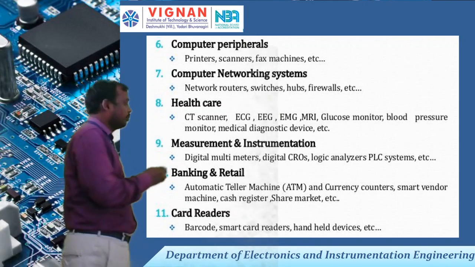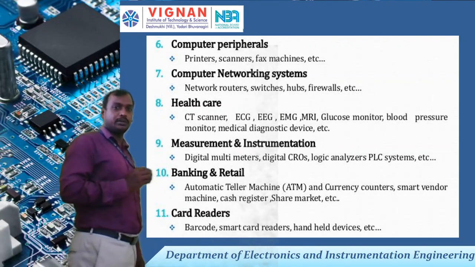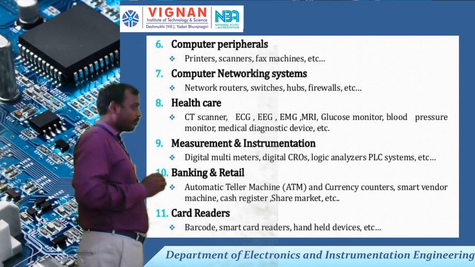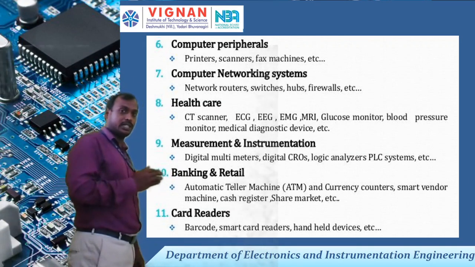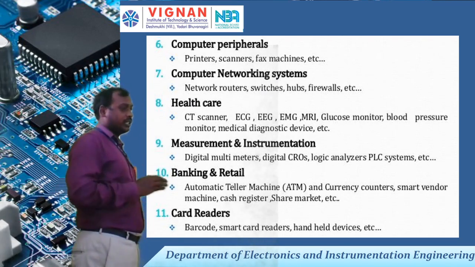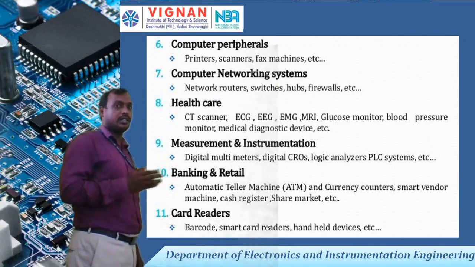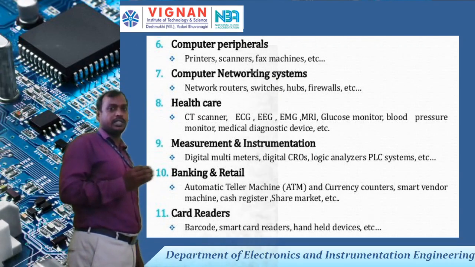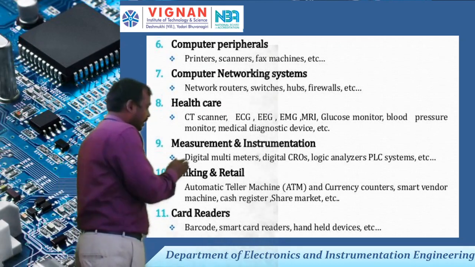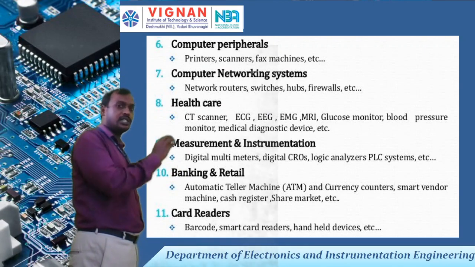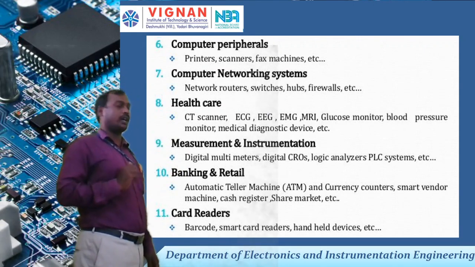So next one is the computer networking system: network routers, switches, hubs, firewalls, etc. Here switches and hubs are there. Hubs means, nowadays in computer networking systems, hotspot devices are there. Once we put a hotspot device, it will give many devices a net connection. So it is also one of the embedded system applications.